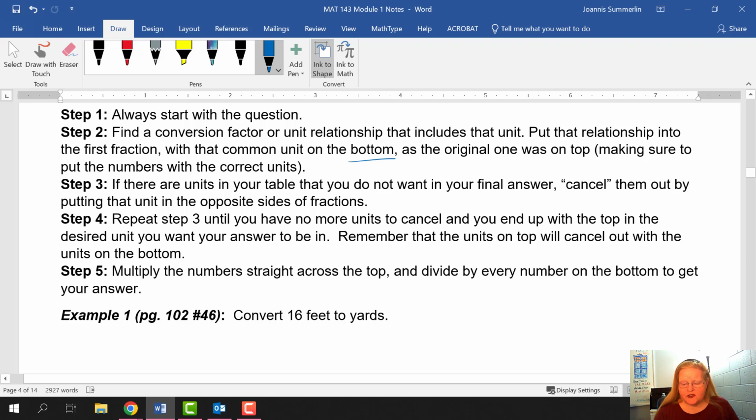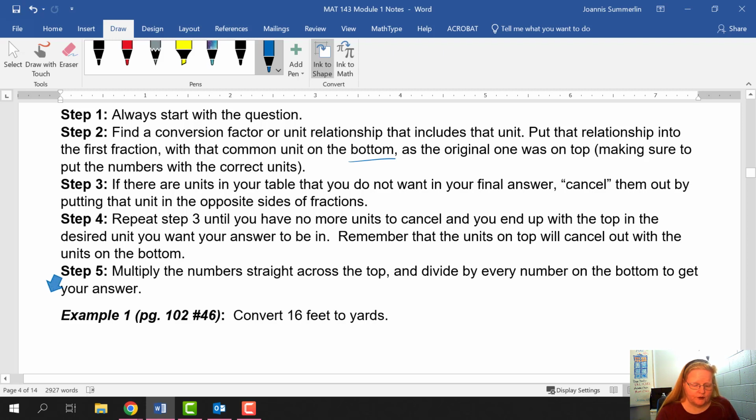When you have no more units to cancel, you end up with the top in the desired unit you want the answer to be in. Remember, the units on top will cancel out with the units on the bottom. That's the point. Multiply the numbers straight across the top and divide by every number on the bottom to get your answer.